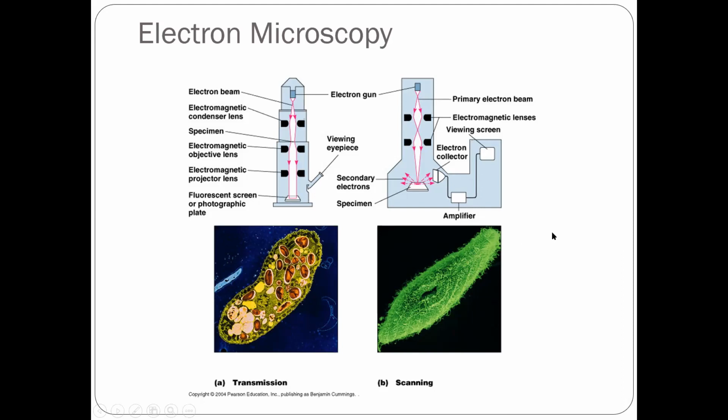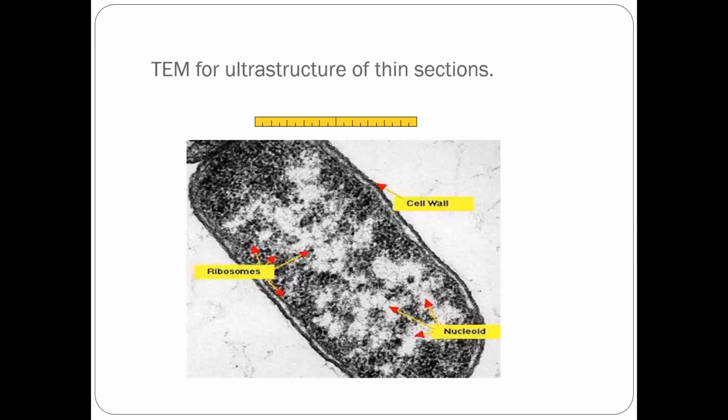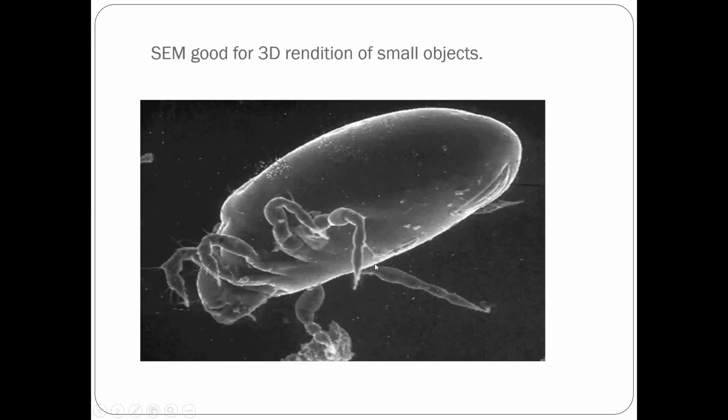Now, for the electron microscope, we will not do anything in the lab. It's usually a shared facility, and WVU has an electron microscope that requires a special certification, so we won't go too much deeper here. This is the transmission electron microscope. You will see the cell wall, ribosomes, and the nuclear region. This is a 3D image of some small objects.